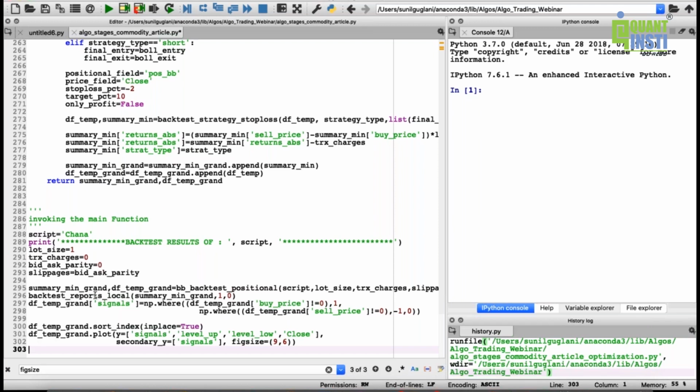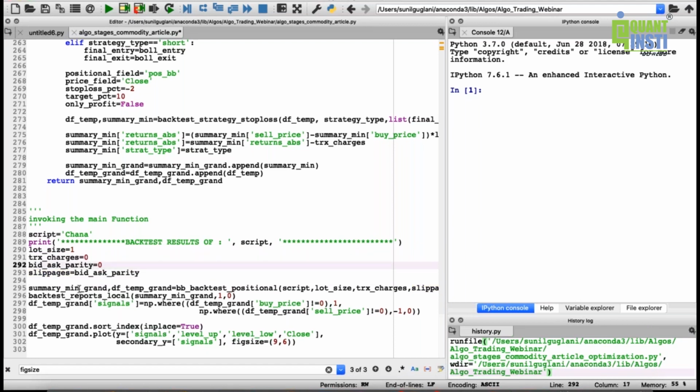See here. Currently, as we have decided, the lot size is 1 and transaction charges are 0 for simplicity. We can even decide the slippages. Generally, we should decide the slippages based on the bid and ask of the instrument which you are planning to trade. So as of now, I kept it 0 again for simplicity.